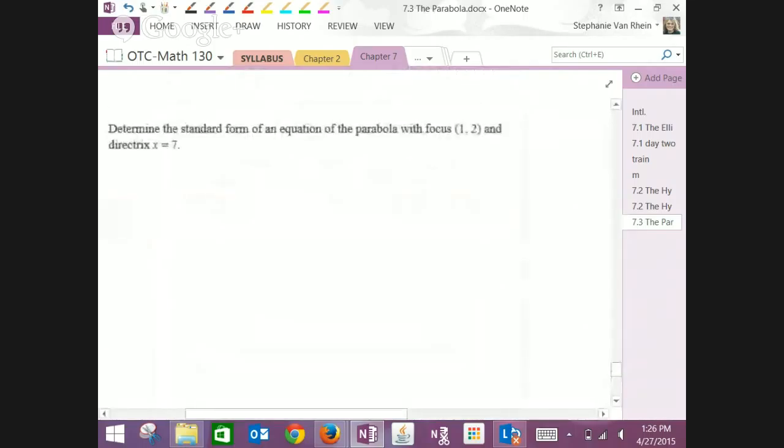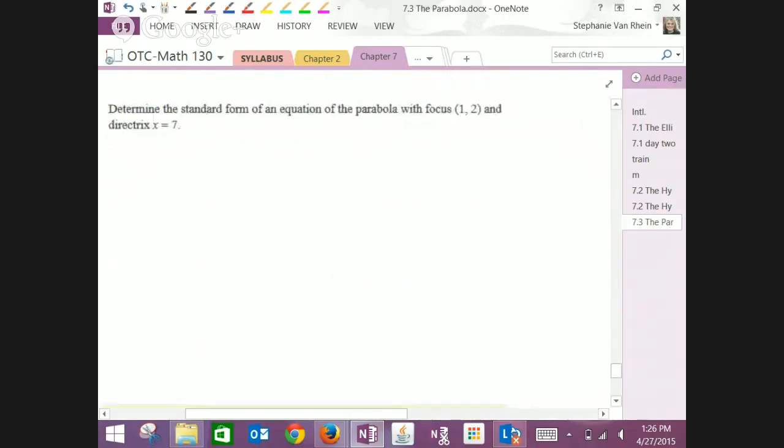So here it tells us we're given a parabola, we're given the focus and the directrix. So the focus is at (1, 2). The directrix is at x equals 7. So let's put it on the coordinate system. The focus is at (1, 2), and the directrix is at 1, 2, 3, 4, 5, 6, 7.